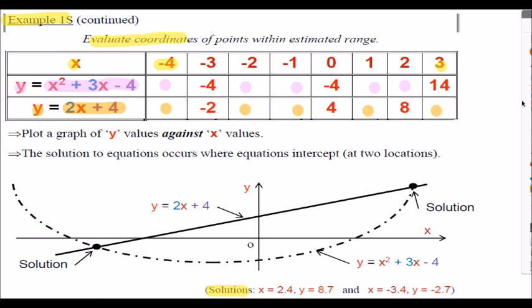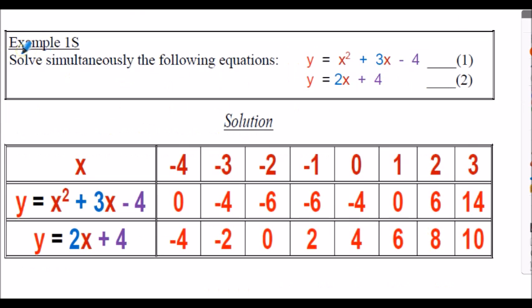I have included the full worked solution on the following slides. So example 1s, we're solving the two equations simultaneously, equations 1 and 2 repeated for convenience, and here's the fully populated table evaluating all the y values for equations 1 and 2, given our range of x values of negative 4 through to positive 3. On the next slide we will actually plot the coordinates.